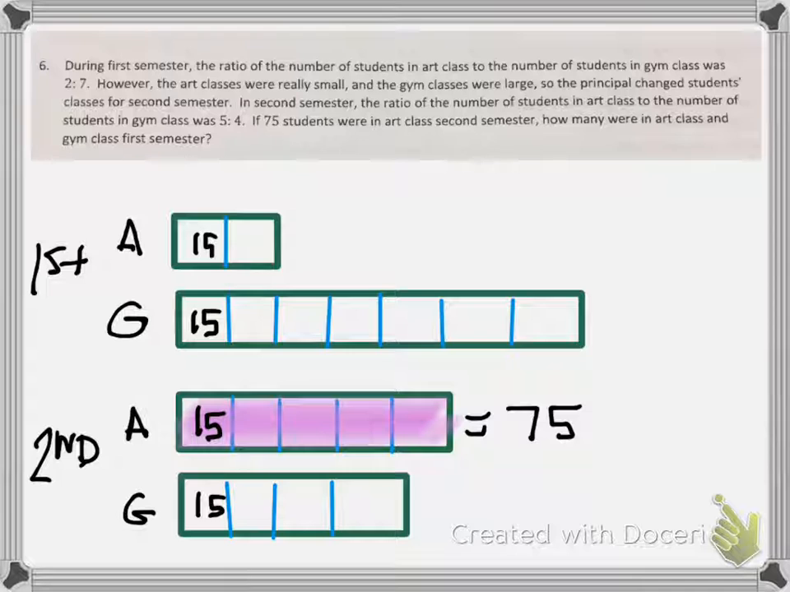I could fill all of these out. I'll do the first box of each one. So everyone's worth 15, and now I can answer the question, how many were in art class and gym class in the first semester? Well, art class first semester, 15 times 2, 30. So I have 30 kids in art class during the first semester. Gym class is 15 times 7, so that is 105, I believe. 105, 15 times 7. Okay, next question.